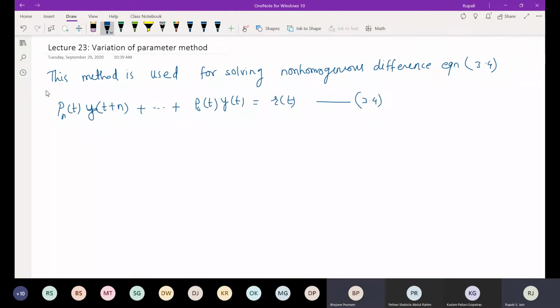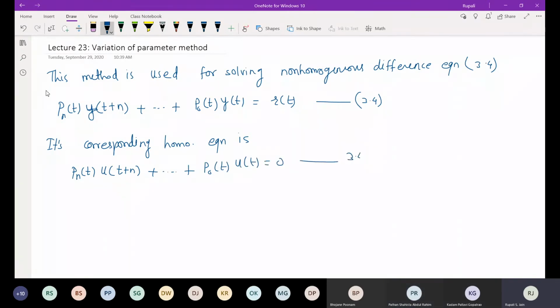And so what is the method? In this we assume that n linearly independent solutions are known for the homogeneous equation. Its corresponding homogeneous equation is given by p_n(t) u(t+n) plus and so on p_0(t) u(t) is equal to 0. We call this 3.4 dash, right?